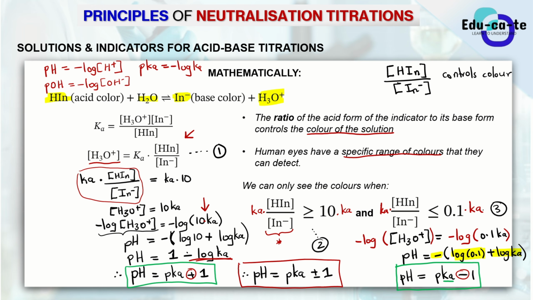So in this range, we are able to observe the color changes. That is the range that allows us as humans to observe if there are any color changes. Otherwise, if we are outside of this range, we cannot observe any color changes whenever the analyte reacts with the standard solution and the indicator changes color. We cannot see any color changes if we go out of the range of this ratio. So this ratio is the one that is controlling color.